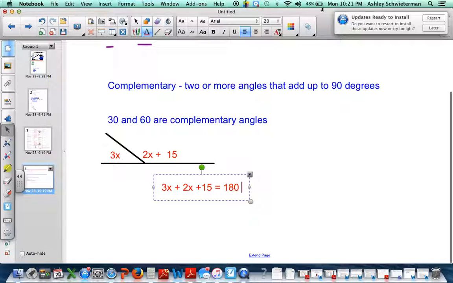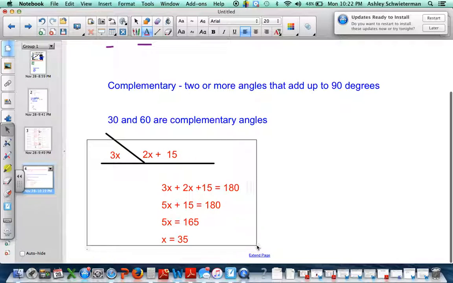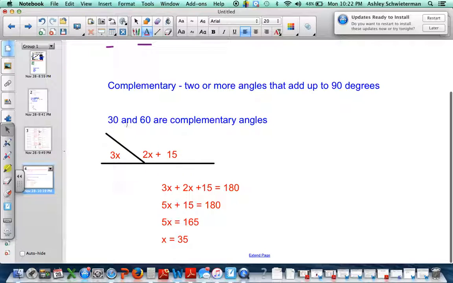And then I would solve for x. So I would have 5x plus 15 equals 180 degrees. And then I would have 5x equals 165. So x equals 35. And this is an example of a supplementary relationship.